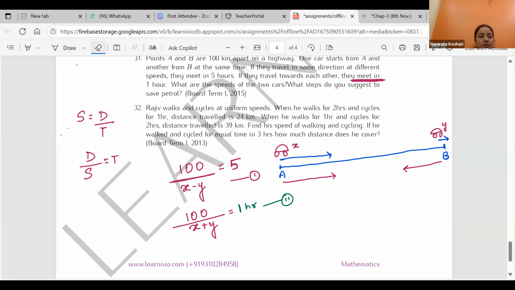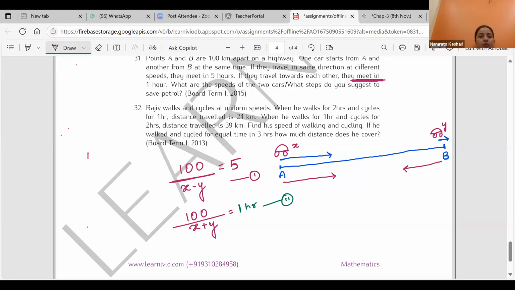Now the next one. From here, you will be able to create the equation: x minus y will be 100 by 5, x plus y will be just 100. You will be able to create the equation and solve it. Let me take the next one.